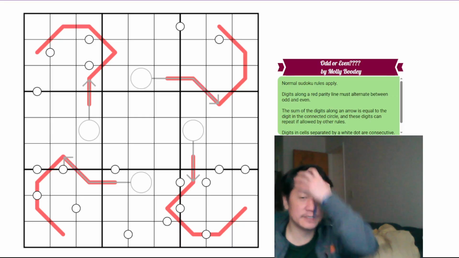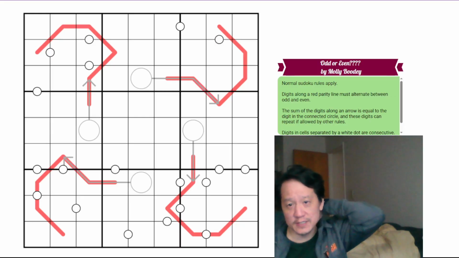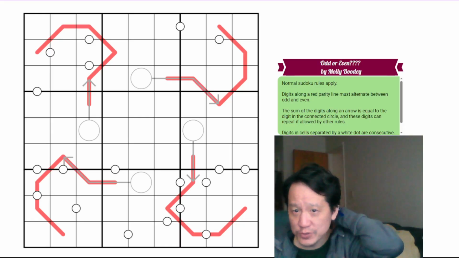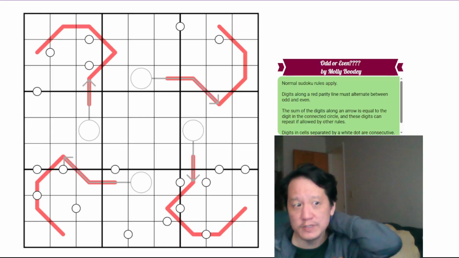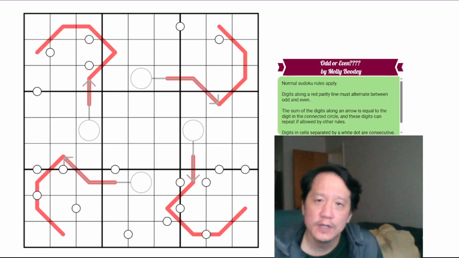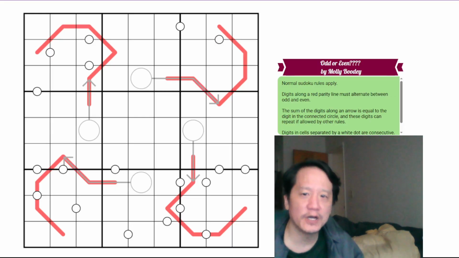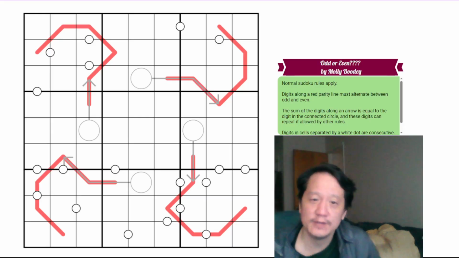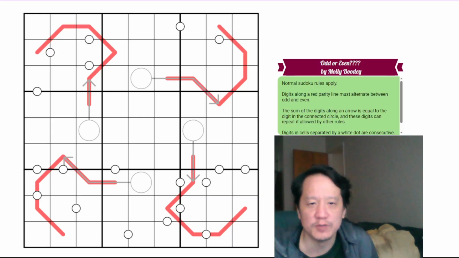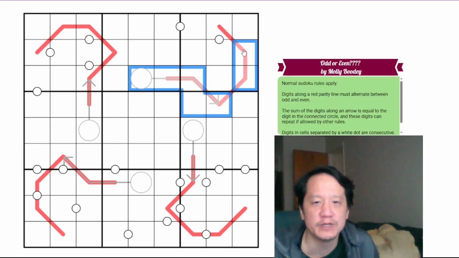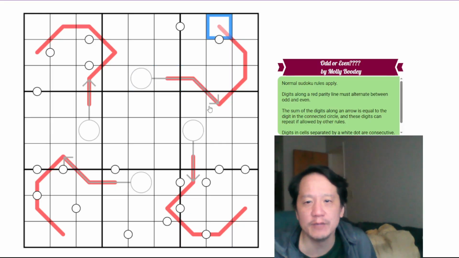And take that easiness with a grain of salt because it's considered easy by the people on the Logic Masters Germany forum, and there's a lot of really smart people there. Today's puzzle is called Odd or Even, with 4 question marks because we have 4 question marks in this puzzle. And it's by Molly Booty. And here are the rules.